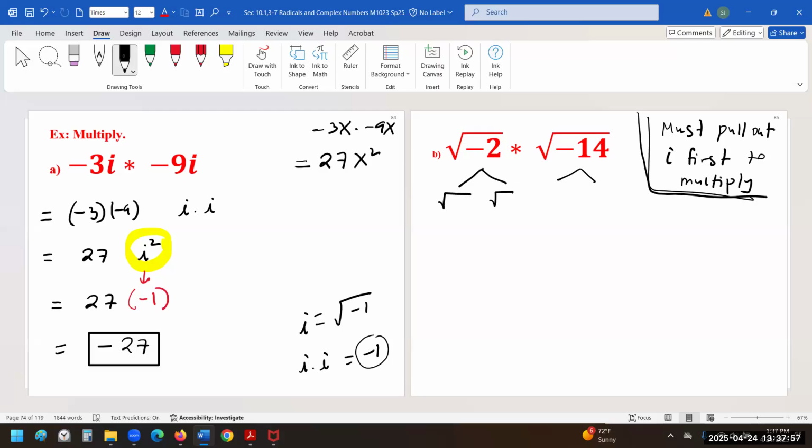So what do we have here? -1 and 2. -1 and 14. So this gives us I square root of 2, I square root of 14.